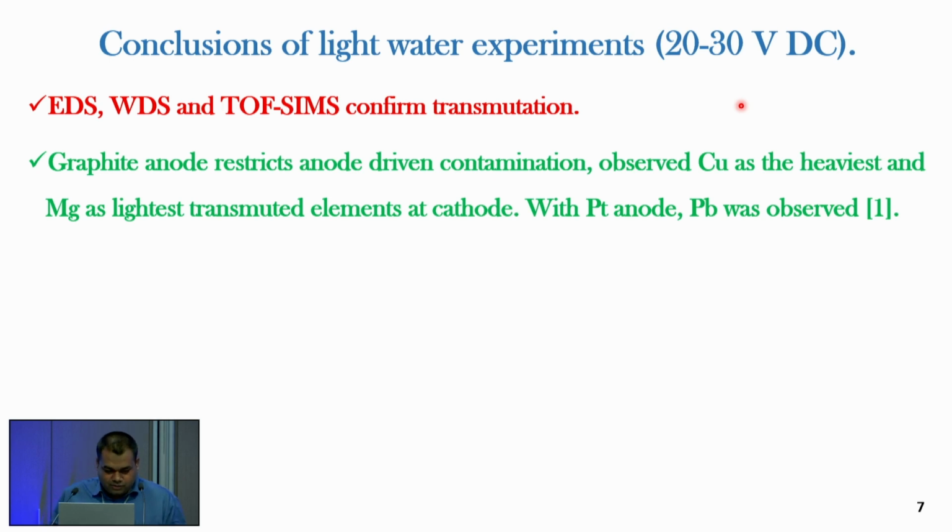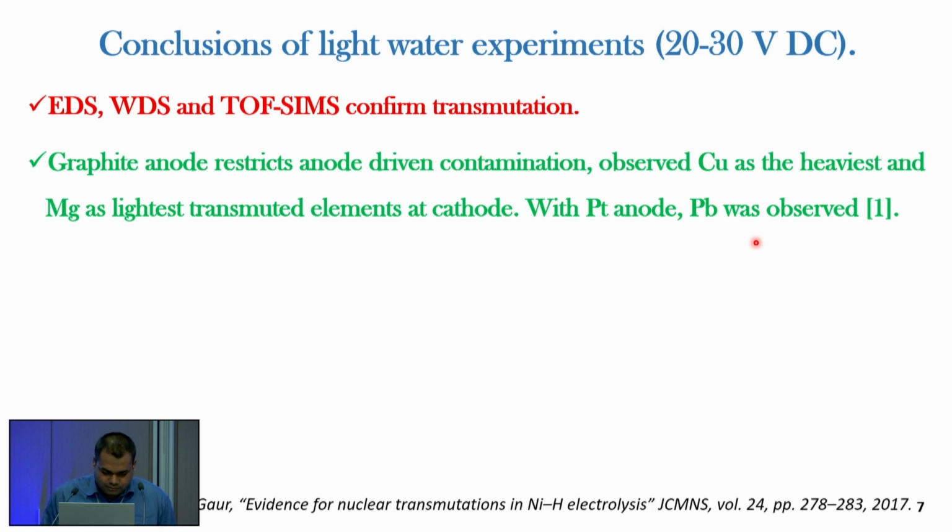We used graphite anode, and this actually restricted anode-driven contaminations. The main finding in this work was that we found copper as the heaviest element, which was produced on the cathode, and magnesium was the lightest element that was produced on the cathode. A previous work from our group, where platinum anode was used, they found lead as the heaviest product in the cathode. So this is the paper.